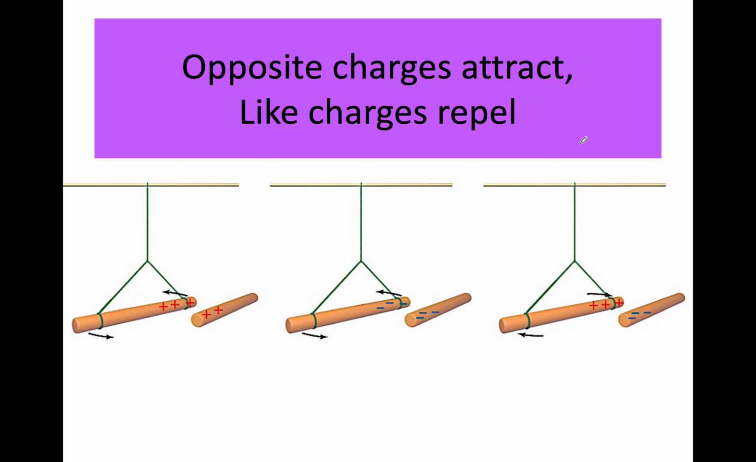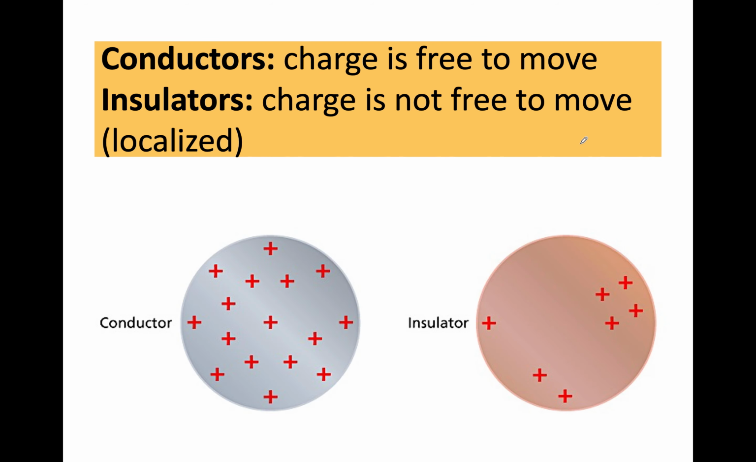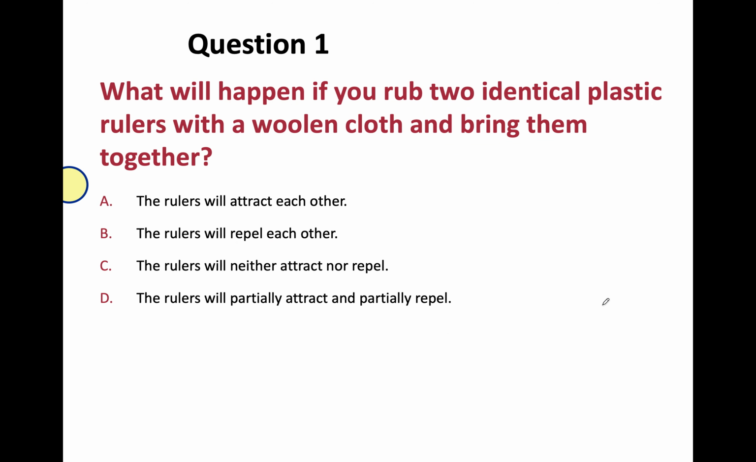Okay, so we did some examples in class. We'll cover examples in another video. We are agreed that like charges will repel and opposite charges will attract. This is basic stuff that you already know. In a conductor, charges are free to move. They can move around easily. But in an insulator, they are kind of stuck in place. They can't really move around.